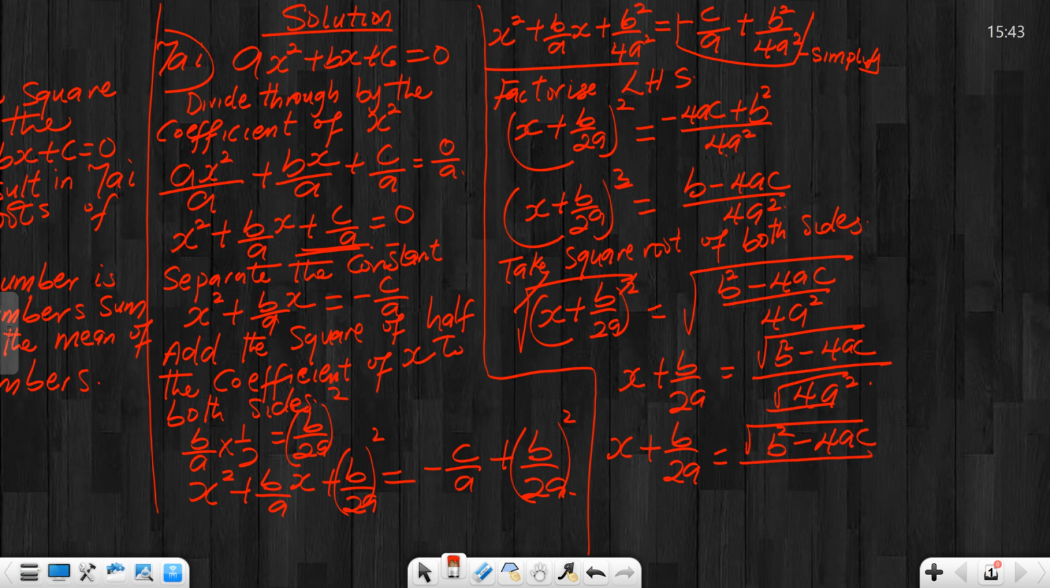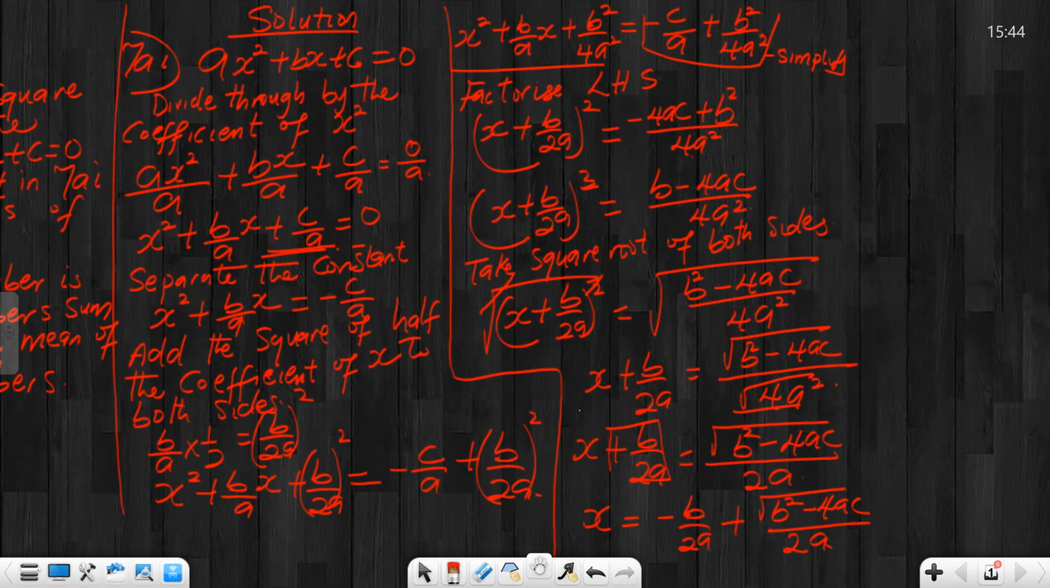4ac all over the square root of this, I'm going to have 2a. So if I have 2a like that, then we can separate this and take it to the other side. Then my x will be equal to minus b all over 2a, then minus what? Minus b all over 2a plus root b squared minus 4ac all over 2a.